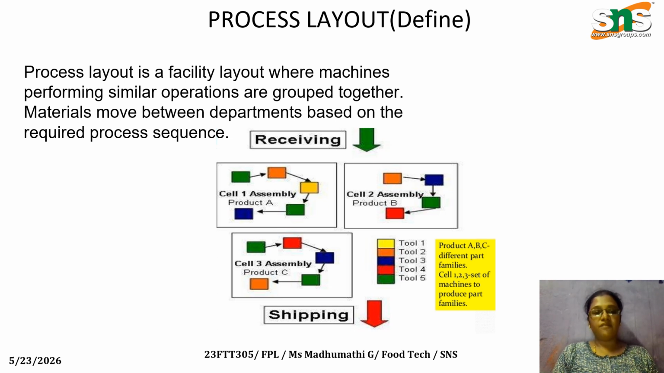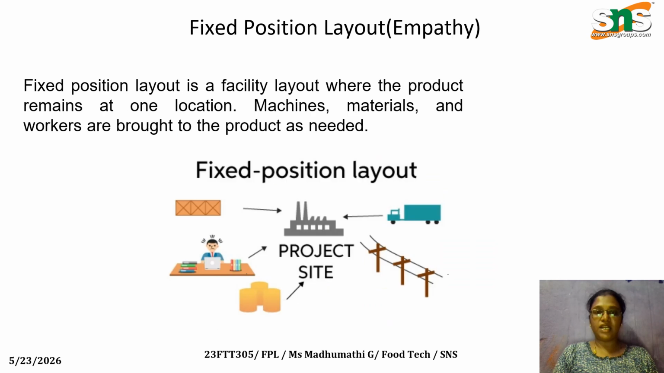From this diagram, we can clearly understand that based on the receiving section, they are categorized into different types of assembly where A, B, C have different parts and play different roles in the functioning of the different unit operations that are carried out in the industry.